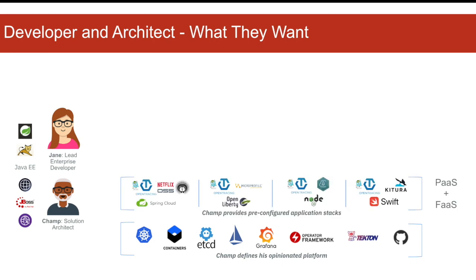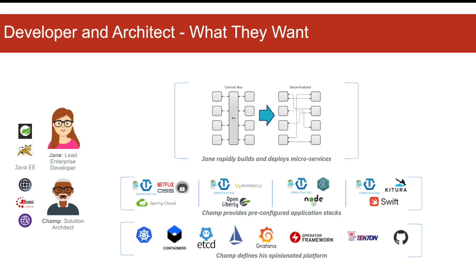From this, Champ can build a set of pre-configured application stacks that allow him to decide which languages and frameworks are used, how they are used, and how they integrate properly with his opinionated platform, allowing him to effectively build his own platform as a service or function as a service layer. These are then provided to Jane, our enterprise developer, who is now able to rapidly build and deploy microservices based on those pre-configured stacks that the solution architect has provided.